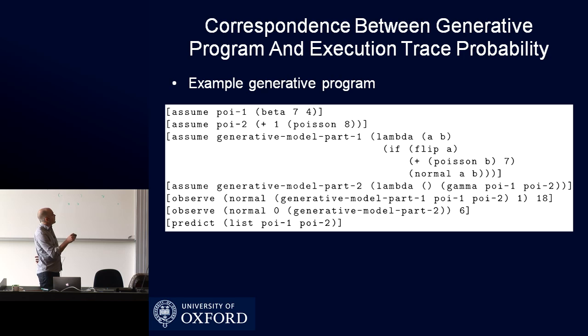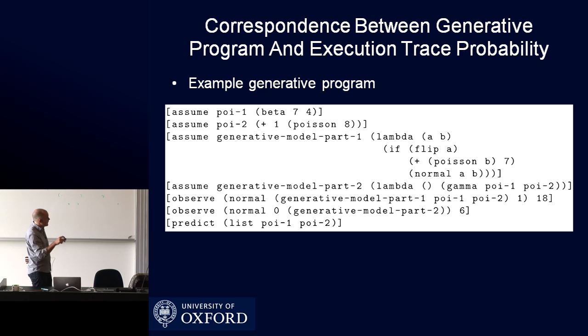It says assume Poisson 1 is some beta distributed random variate with parameters 7 and 4, and Poisson 2 is some compound procedure which adds one to a Poisson random draw with parameter 8. Then we have a generative model, so these are parameters of interest. Then we have a generative model part 1, which is some function. We've seen this function before, lambda AB. So if you flip according to A, then this function will either return 7 added to a Poisson draw with parameter B, or if flip A is false, it will return a normal draw with mean A and standard deviation B.